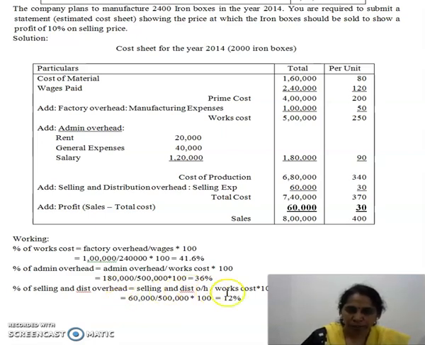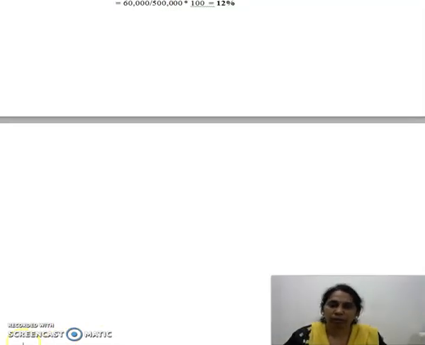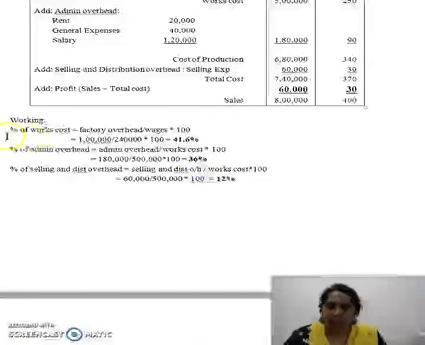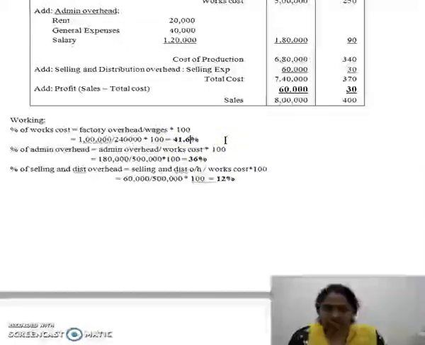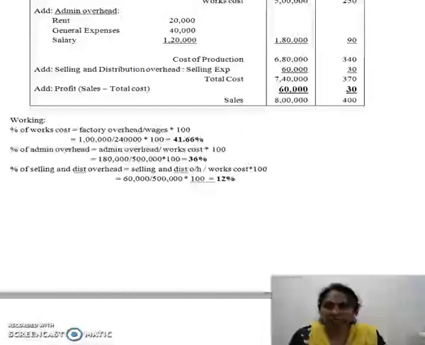Okay. So now you got the percentages. Based on this, we are going to prepare the estimated cost sheet. The basic information is ready. Basic calculations also we made ready, clear. So the percentage of works cost is actually 41.666%. If we round it off, it is coming 41.67%. And this is round figure 36% and this is 12%.